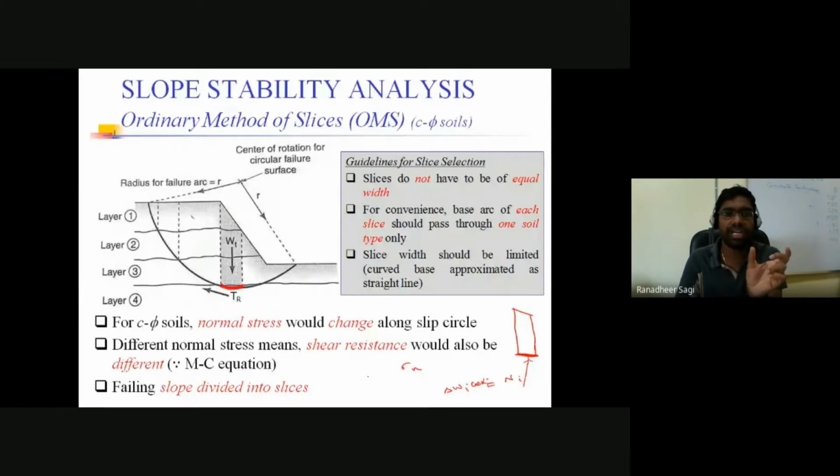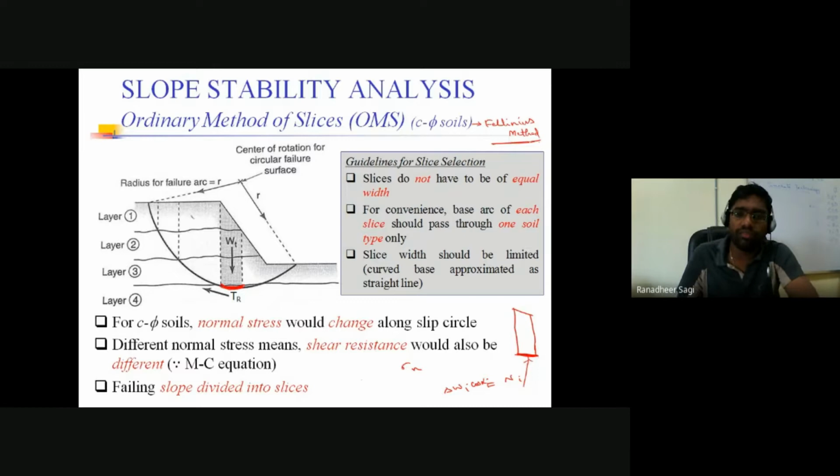Each element or each slice is not going to be the same width. However, the approach, the way we are going to be solving it, or analyzing that particular slope based on the method of slices, is going to be the same. This method we call the method of slices, or this is also called the Fellenius method, because Fellenius is the person who has given this particular method. So we call this ordinary method of slices also the Fellenius method.